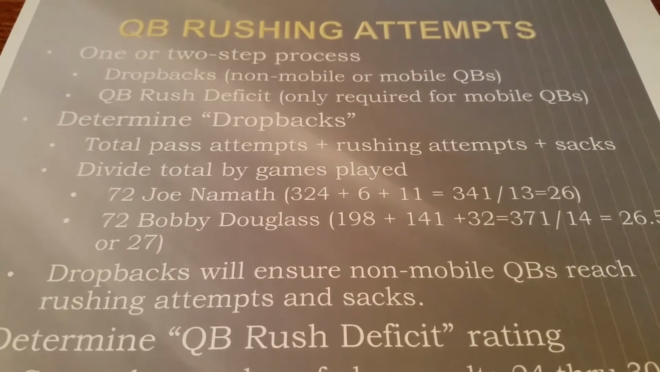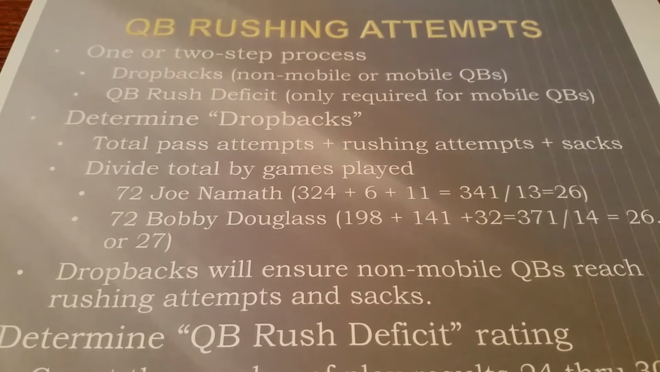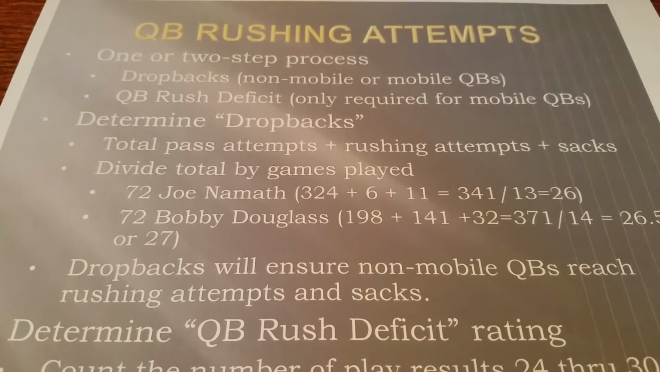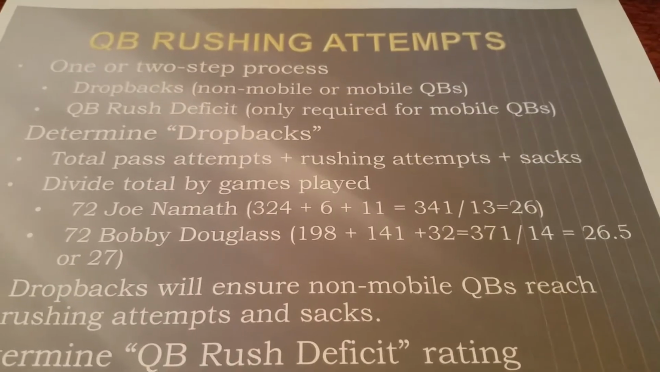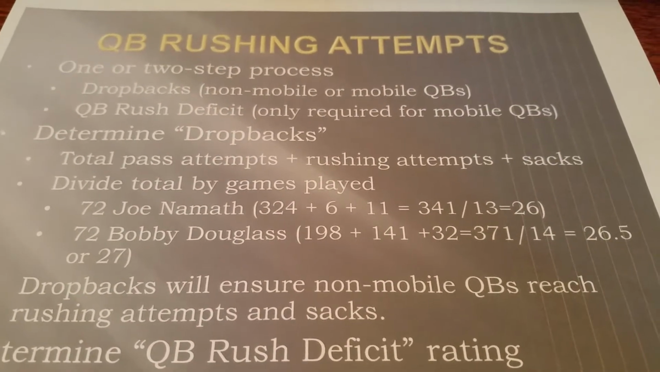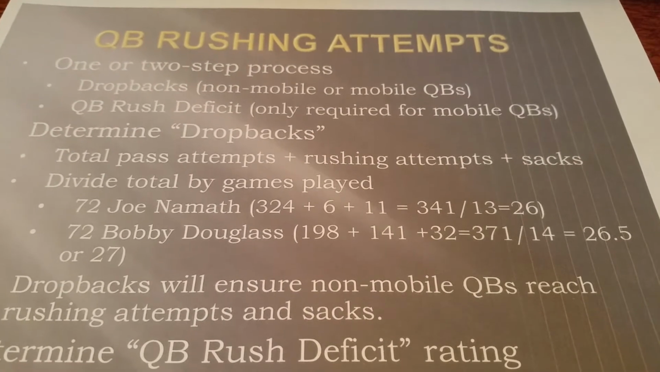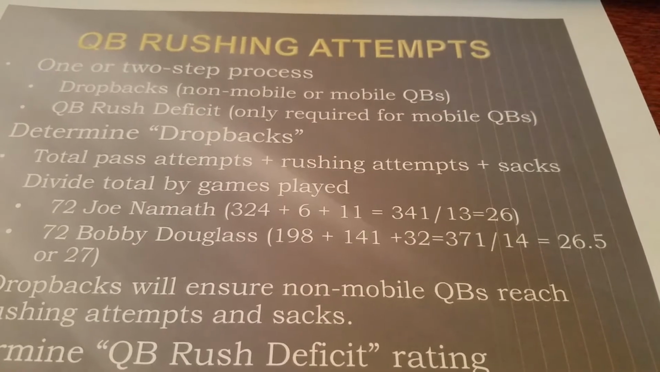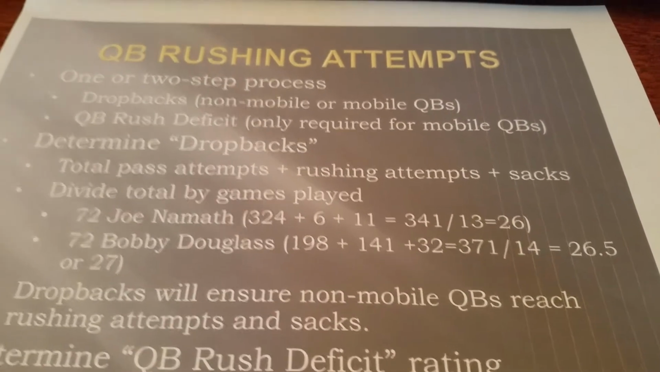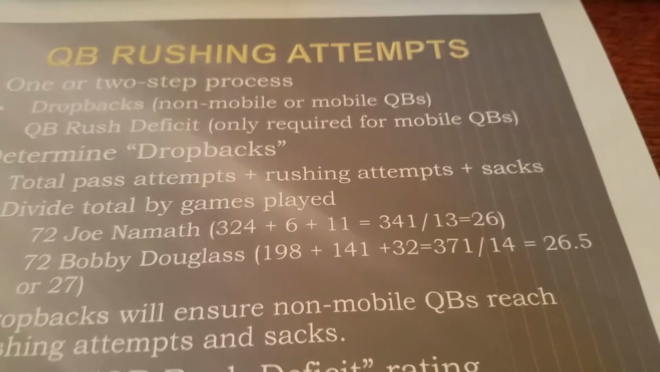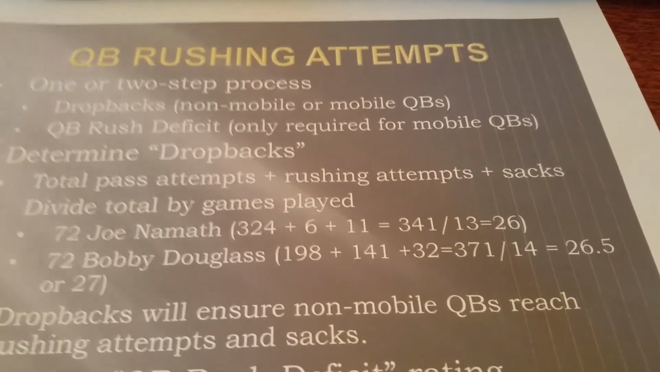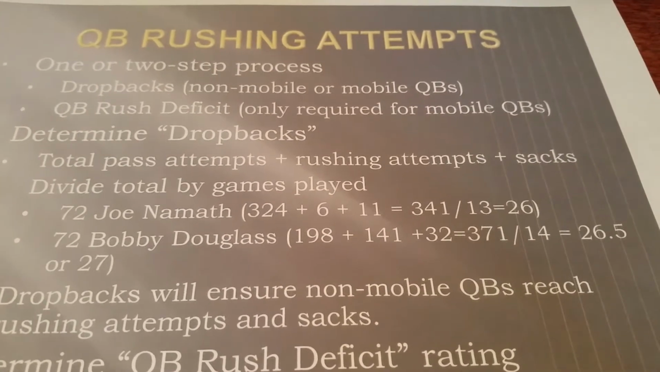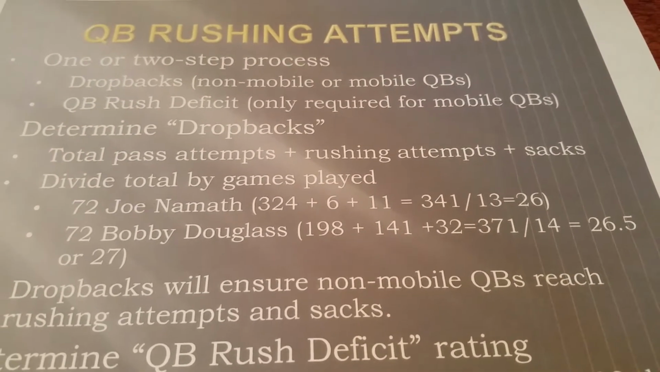Okay, for Namath, he had 324 passing attempts. He had a total of 6 rushing attempts, and he had 11 sacks for a total of 341. He played in 13 games, so you divide it by 13, and it comes up to 26. So I'd make sure that I called 26 pass plays, or he dropped back 26 times, and if he did that per game, I would be ensured that he'd reach the 6 scrambles, and he'd get the 11 sacks.